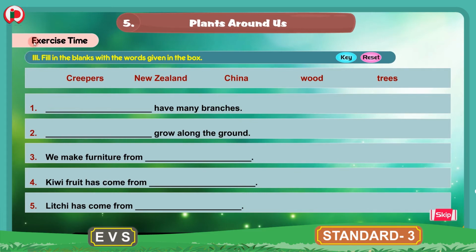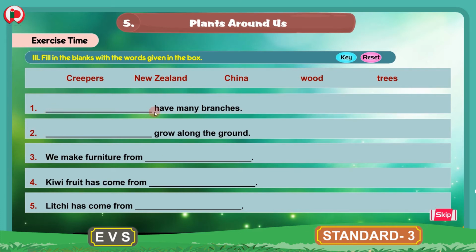The third bit under exercise time is fill in the blanks with the words given in the box. Children, here we have 5 sentences with blanks in them. We have to fill in these blanks with the words given in the box here. We have to choose the correct word and fill in these blanks. And the words given in the box are creepers, New Zealand, China, wood, trees.